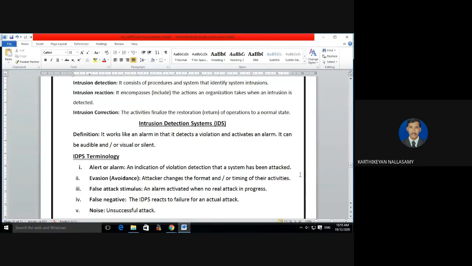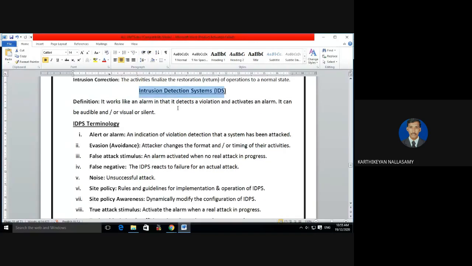Clear? Okay. The next one: if you want to work with IDS, you must know some of the terminologies, the basic concepts, the basic information we must know while implementing the concept of IDS. The first one is called alert or alarm. This is the indication of violation, meaning violation detection, that a system has been attacked.